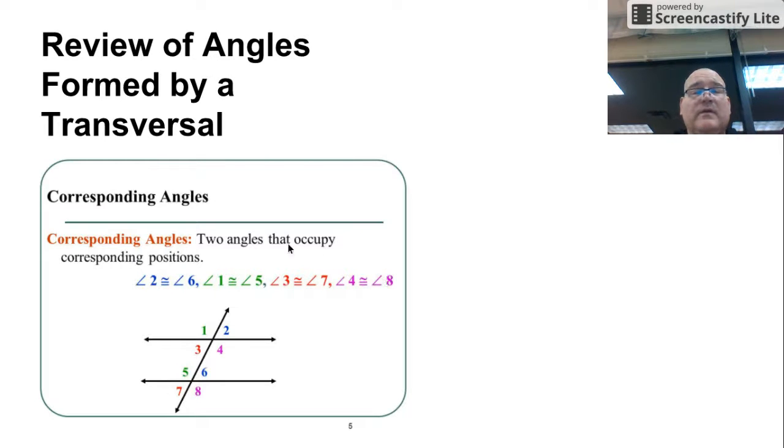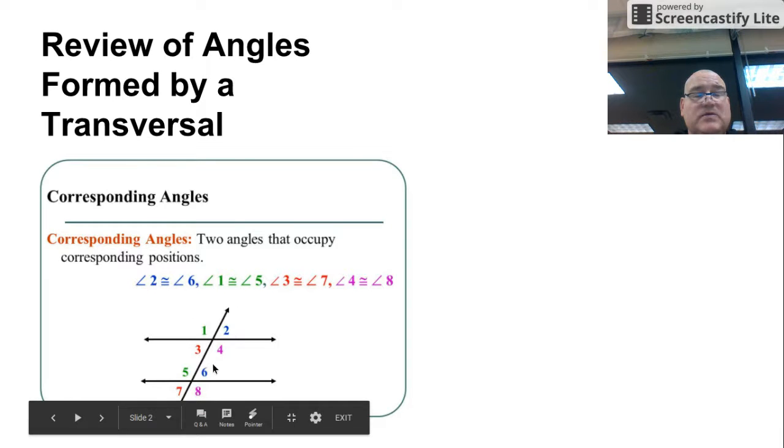Remember, corresponding angles are two angles that occupy the corresponding positions, such as 2 and 6, both above the lines to the right of the transversal, 1 and 5, above and to the left of the transversal, 3 and 7, below and to the left, and 4 and 8. Notice that they're occupying the same position. To help you think about the corresponding angles, you can always think about using an F shape. If I trace an F, you can see that 4 and 8 are the ones that are in the same spot.